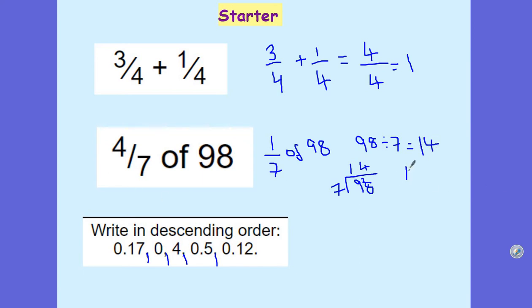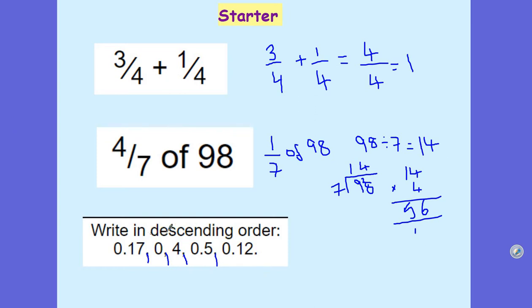So I need to do 14 multiplied by 4, which will give me 56. 1 times 4 is 4, plus 1 is 5, so 56. Don't worry if you didn't get that, we're going to do a lot of practice on that in future lessons.